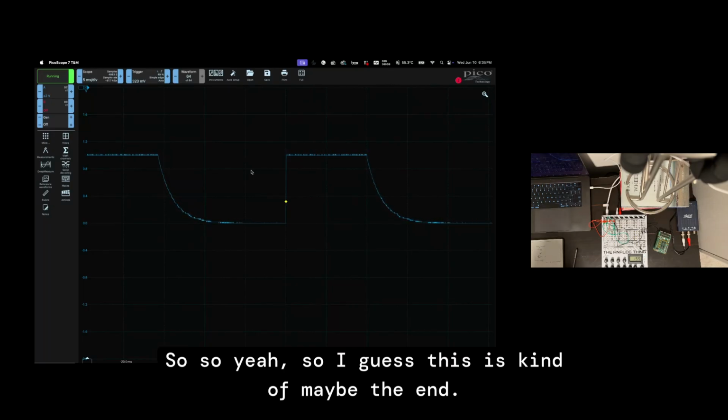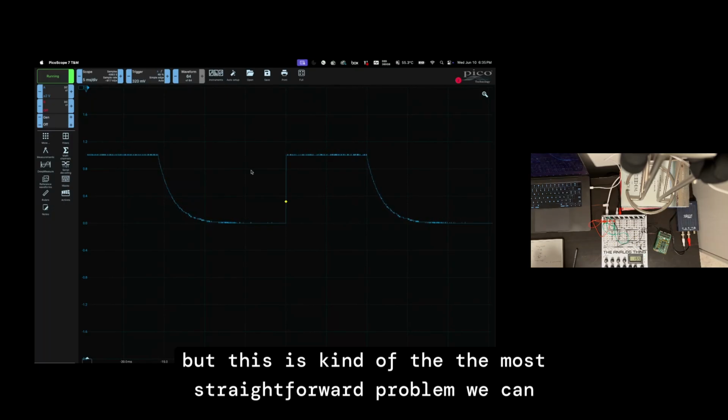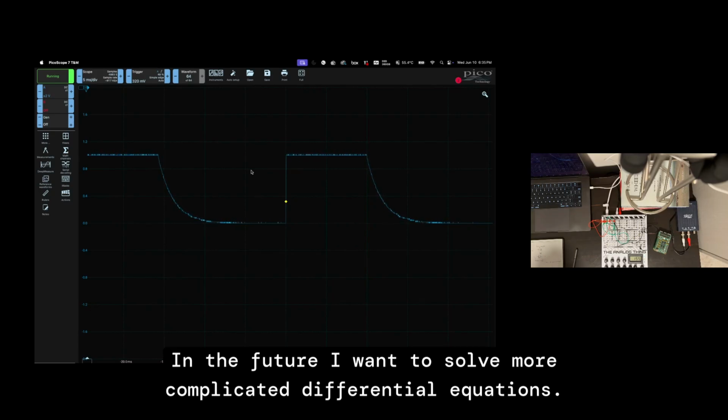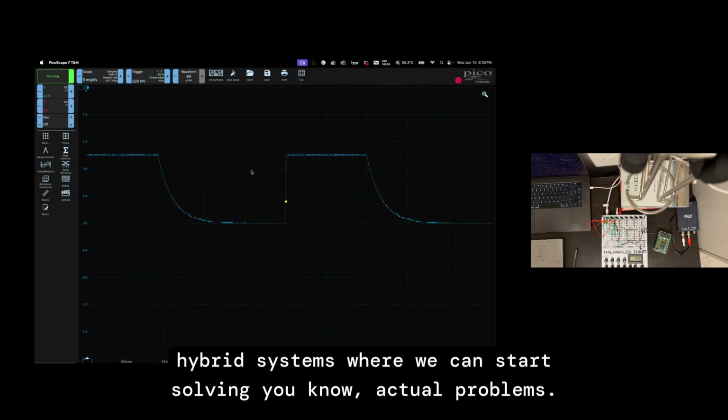So yeah, I guess this is maybe the end. Hopefully this was not too torturous of an explanation, but this is the most straightforward problem we can solve. In the future, I want to solve more complicated differential equations, and then eventually we'll move to using some of these analog digital hybrid systems where we can start solving actual problems.